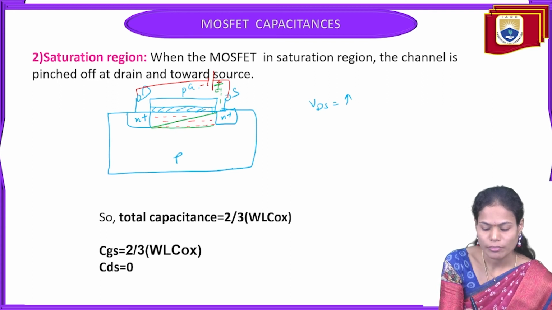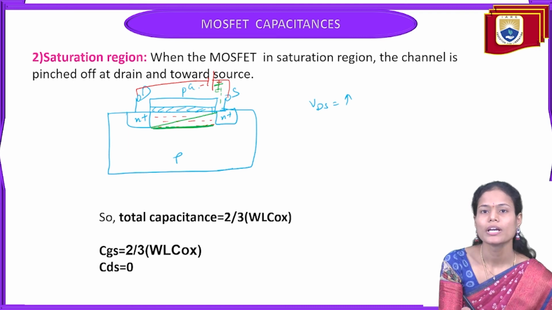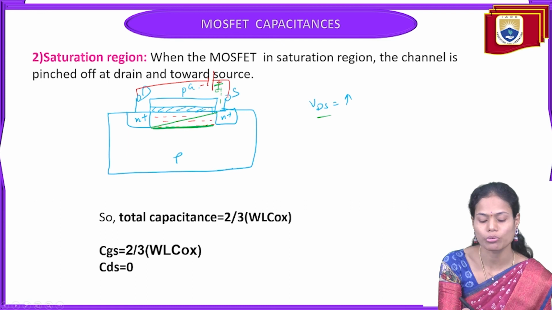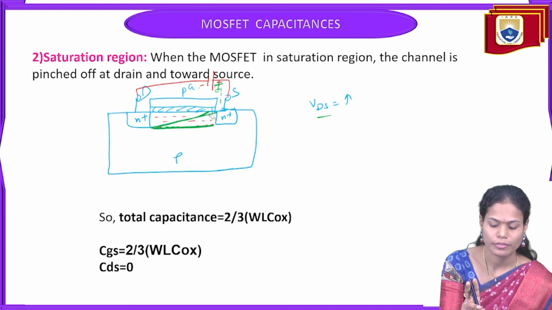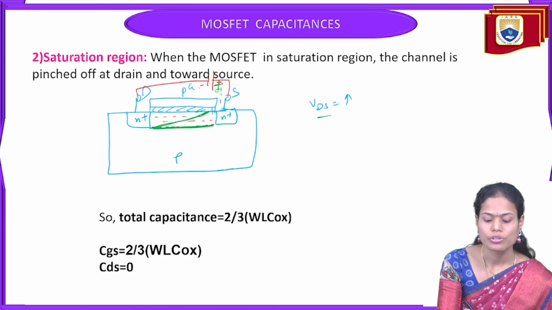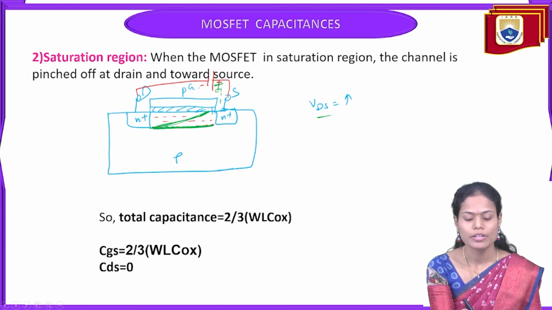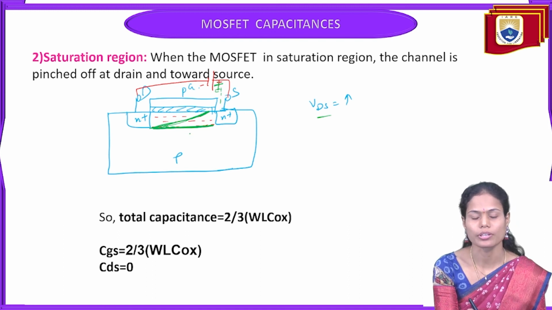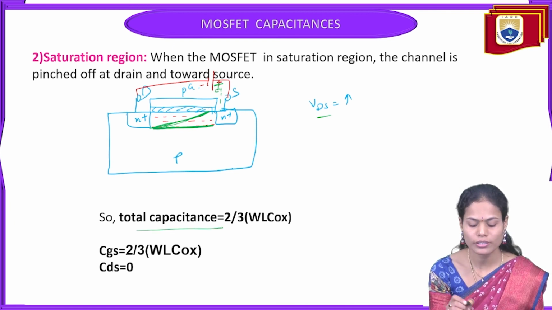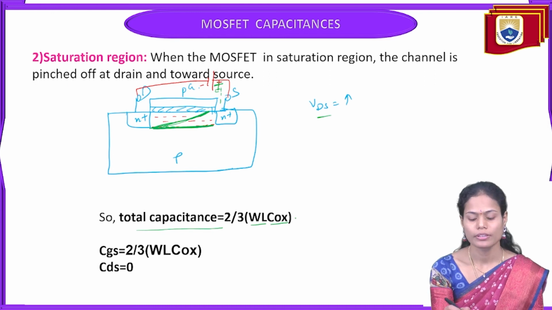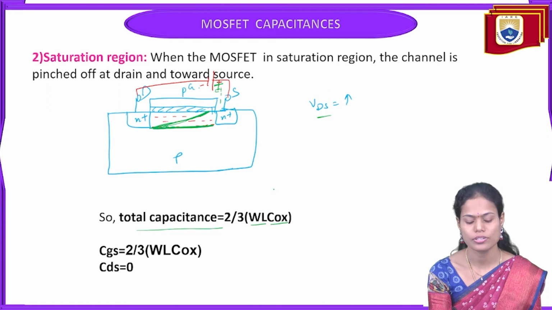Now it is here, but when it is in the triode region, it is different. In the saturation region, whenever we increase the VDS voltage, the channel is pinched off from the drain towards the source terminal here. Okay, so the channel is pinched off here. So because of pinching off this channel, the number of charge carriers will be reduced here. Because of the reduction of the number of charge carriers, the capacitance value will also be reduced in the case of the saturation region. So that's why in this case we write the total capacitance as 2/3 of area and capacitance here. Okay, that is nothing but only 2/3 of the capacitance will exist in the saturation region.